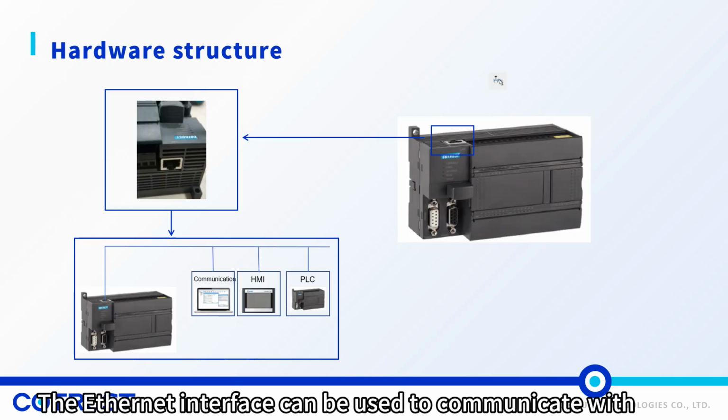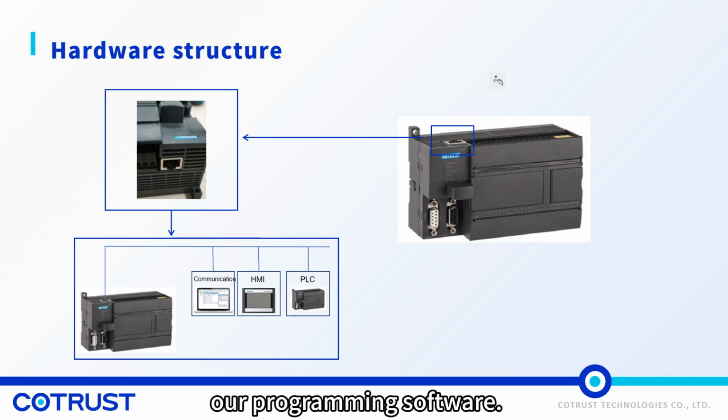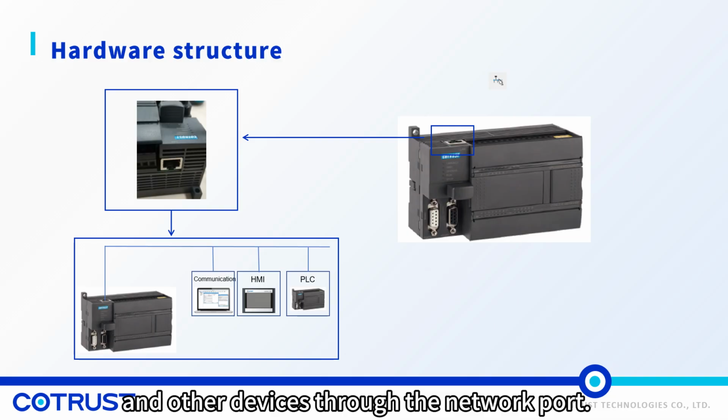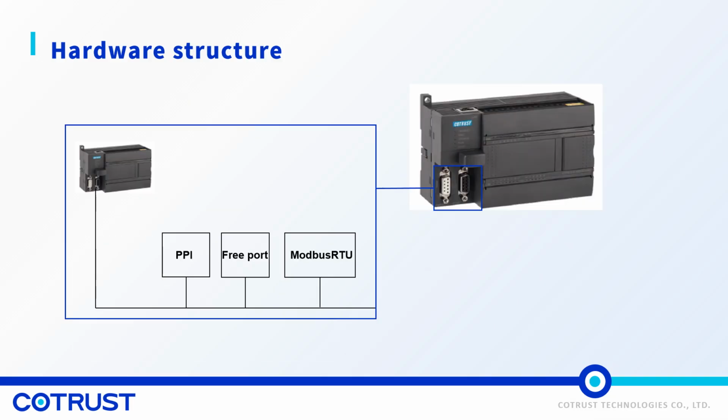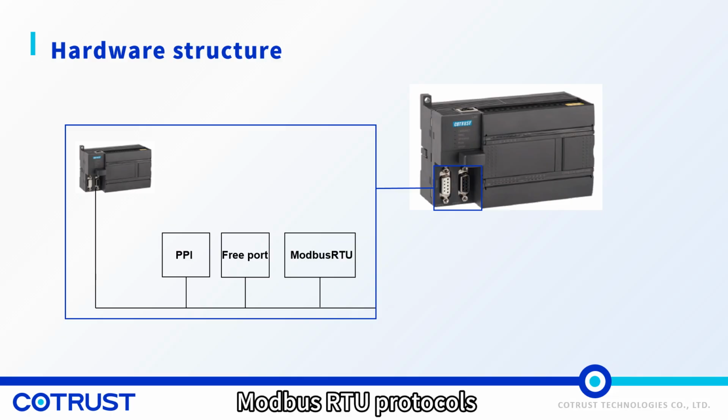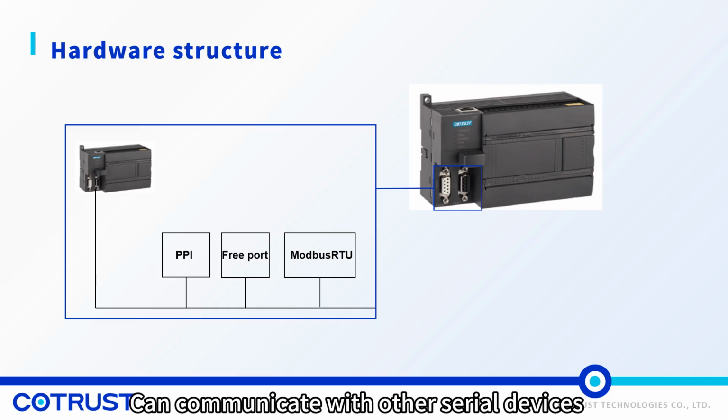The Ethernet interface can be used to communicate with our programming software, and can communicate with HMI, PLC, and other devices through the network port. Our RS-485 serial port supports PPI, free protocol, and Modbus RTU protocols, and can communicate with other serial devices.